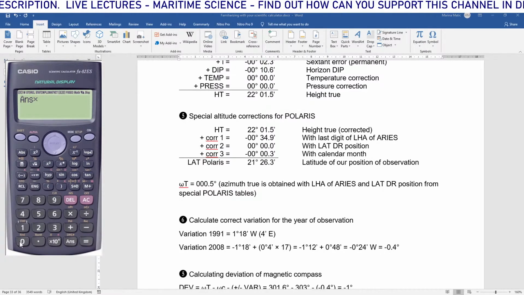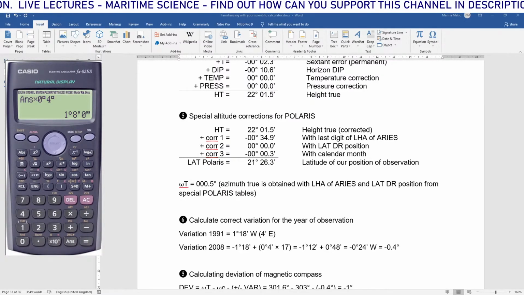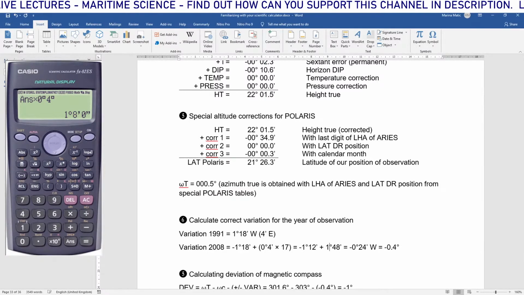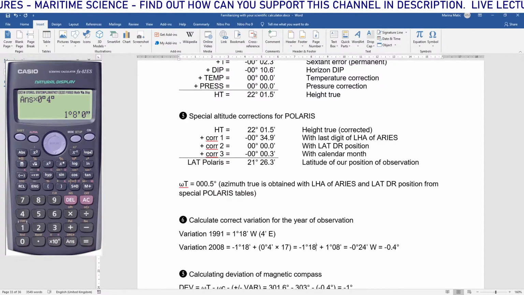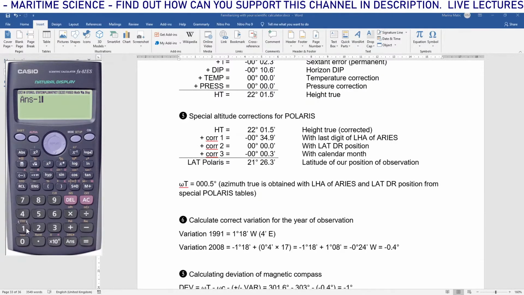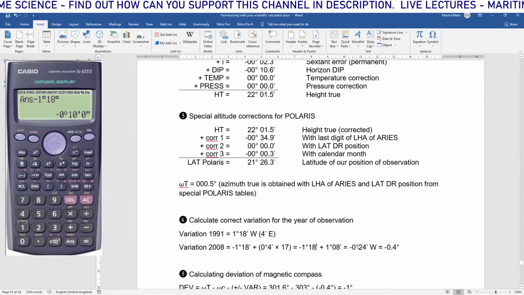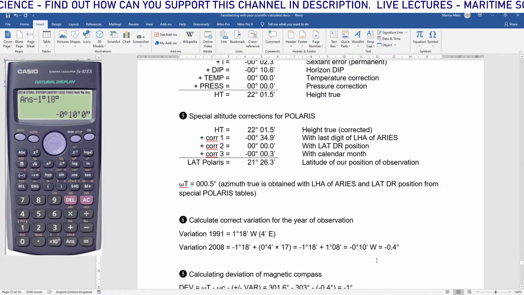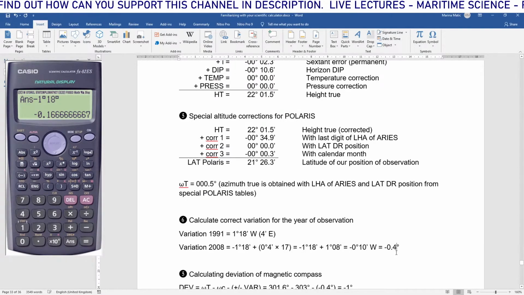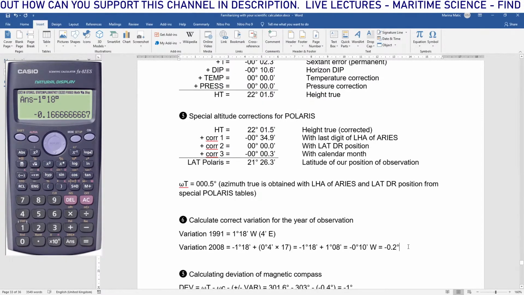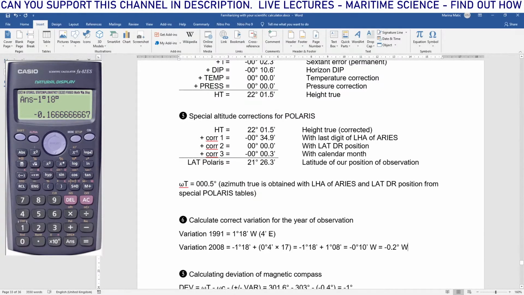So 17 years times 0 degrees 4 minutes is actually 1 degree and 8 minutes. So 1 degree and 0.8 minutes. And because the first one is west, so minus 1 degree 18, we're going to get some very small number, negative 10 minutes. If we round that, that is 0.16666, so that is 0.2 negative or west. That is variation for 2008. So negative 0.2 degrees west.